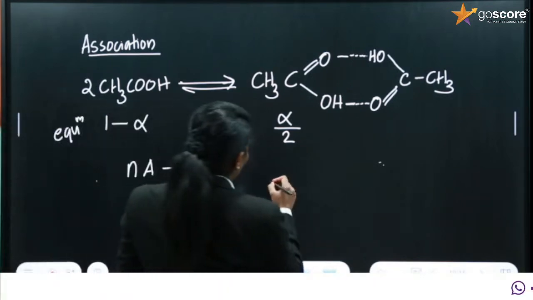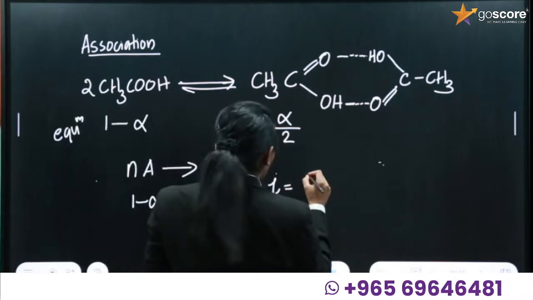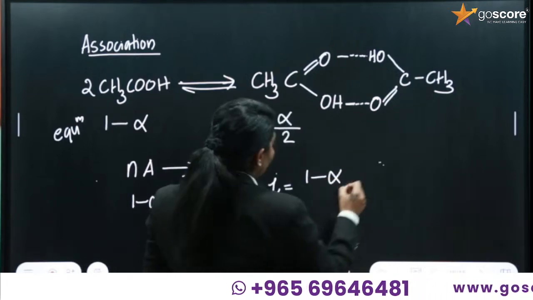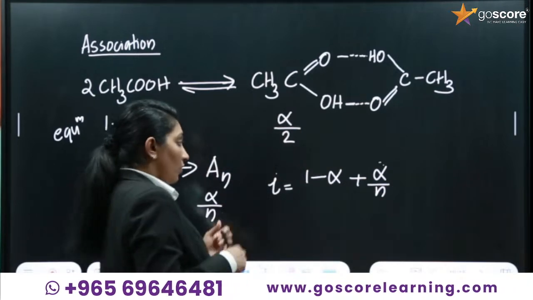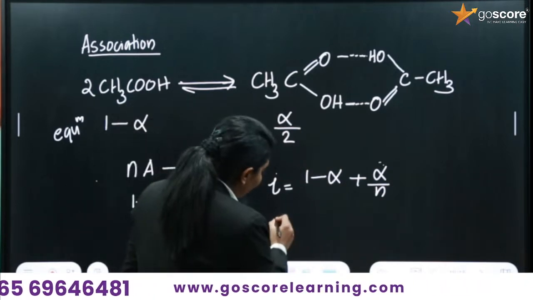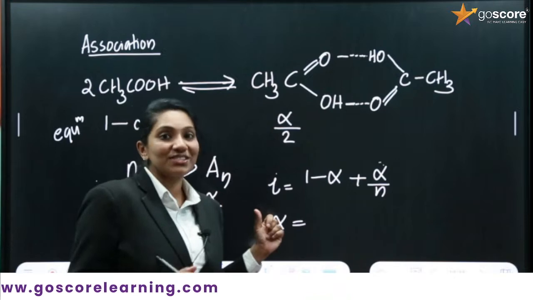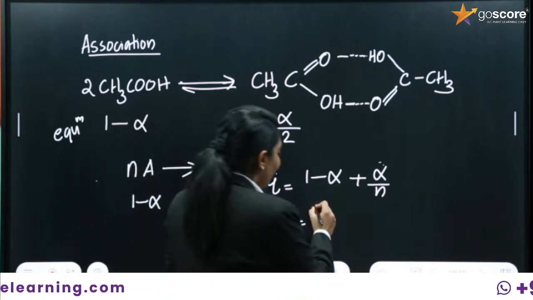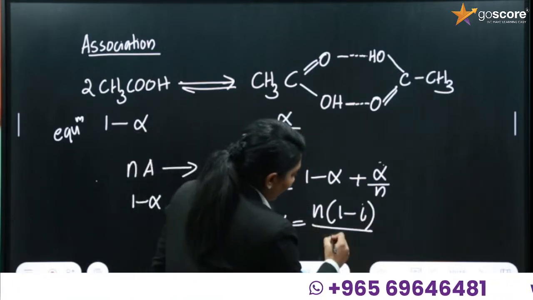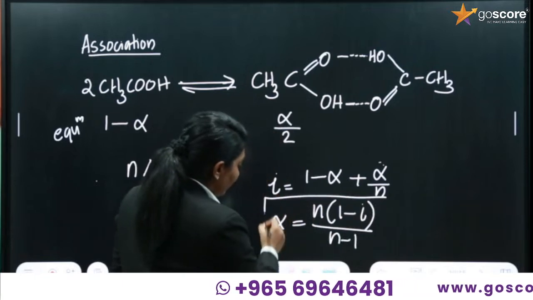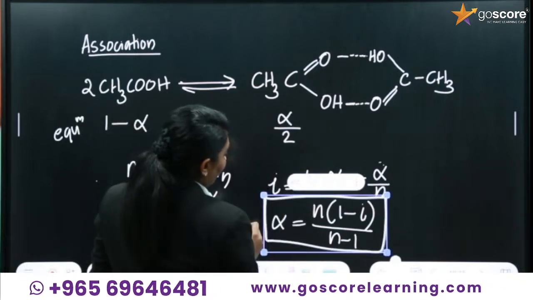So how can we write the i value? i is equal to, what will be the total number of moles? It will be 1 minus alpha plus alpha by n, right? So after doing all the simplification, we will get the degree of association. In case of association, the degree of association value alpha we will get like n into 1 minus i divided by n minus 1. This is the equation for calculating the degree of association.